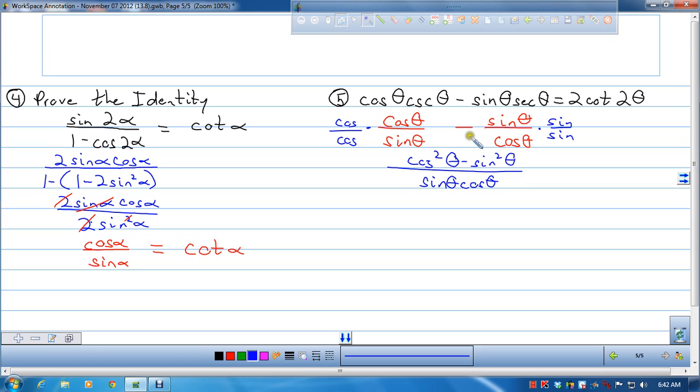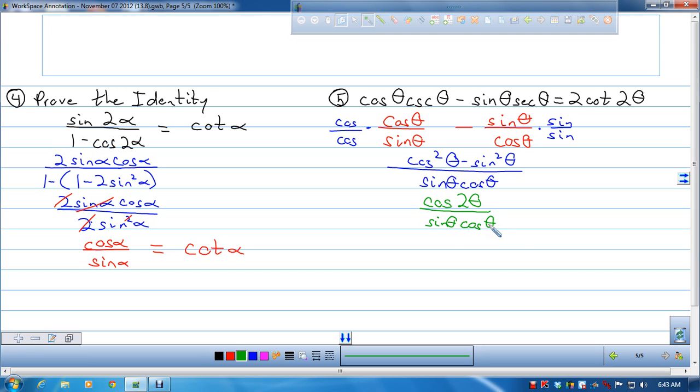So I can notice right here in the top, remember this is not a plus, so it's not equal to 1. It is subtraction, which I should identify as being equal to the cosine of a double angle, so cosine of twice theta. And that's over sine theta cosine theta.